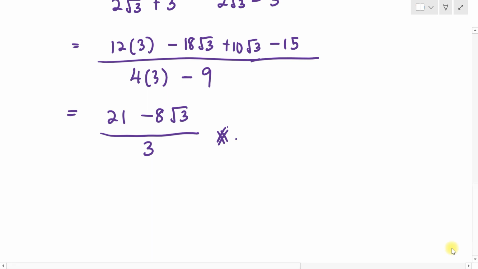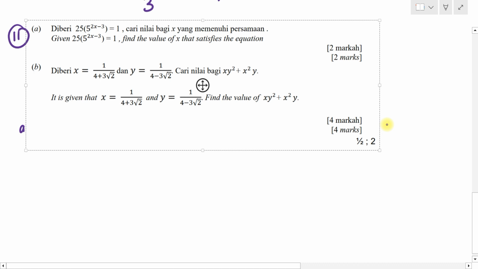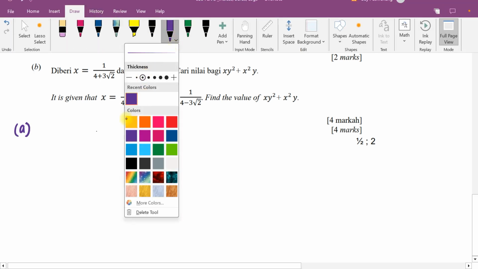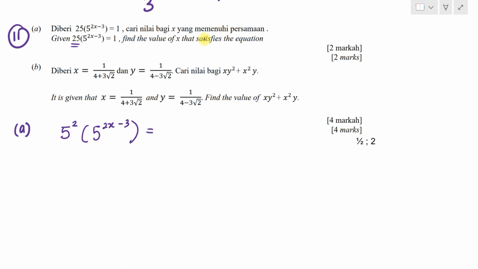Okay, let's move on to question 11. Okay, question 11A, 2-mark question, should be easy. Right, given 25 × 5^(2x−3) equal to 1. Find the value of x that satisfy the equation. Okay, let's do this. 25 is 5 squared. Remember that. 5 squared. And then we have 5^(2x−3) equal to 1. 1 means what? 5 power 0. You make everything in terms of 5, then easy to solve.